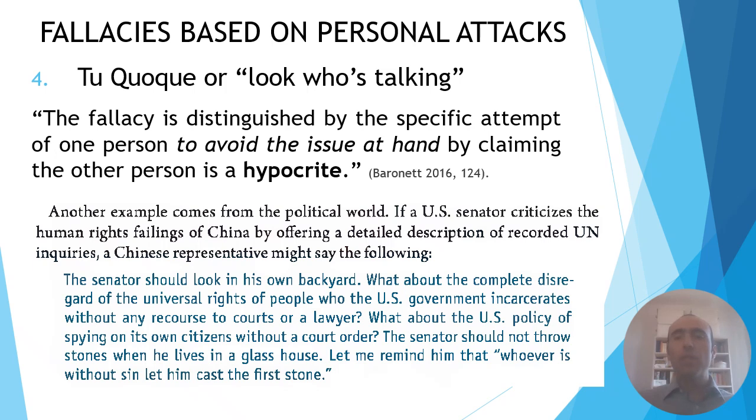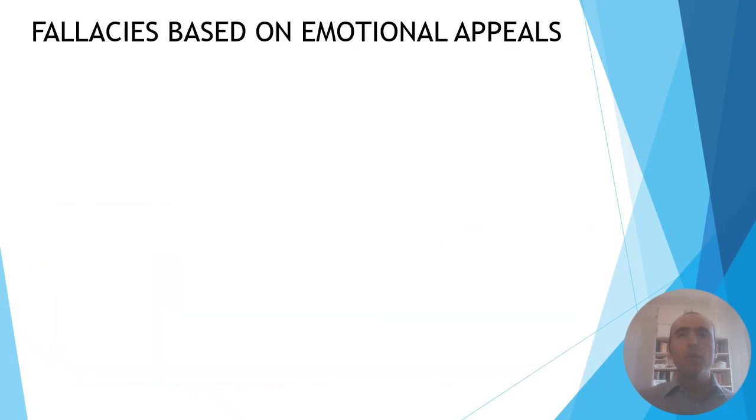The Chinese representative is not addressing the US senator's criticisms of human rights violations happening in China. They are just implying the US senator is a hypocrite because the US government violates the rights of prisoners and its own citizens. Another type of fallacy based on an emotional appeal is appeal to the people.